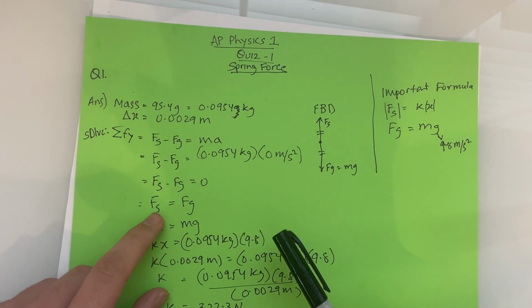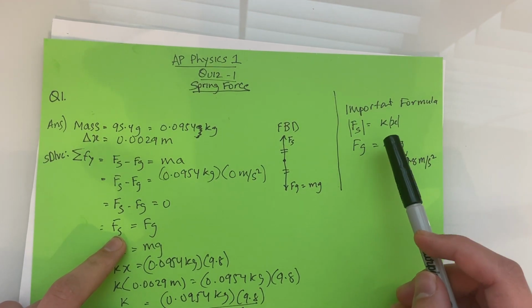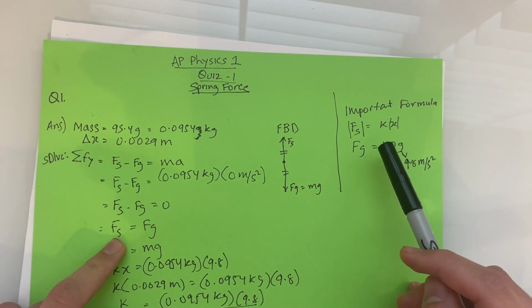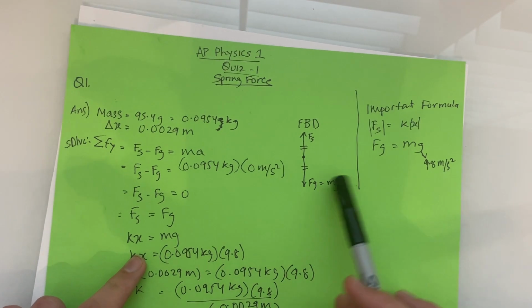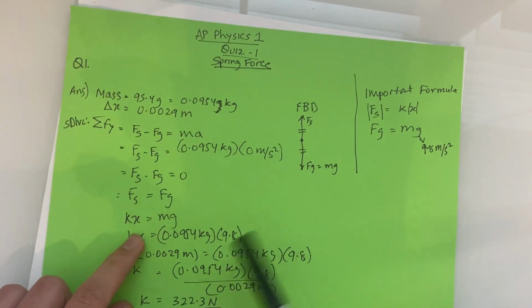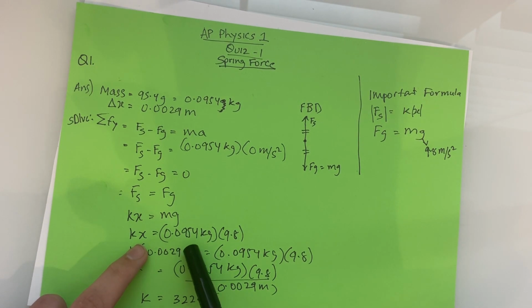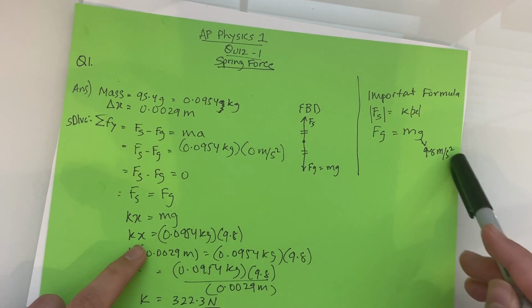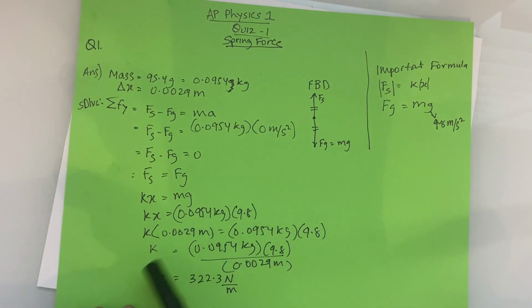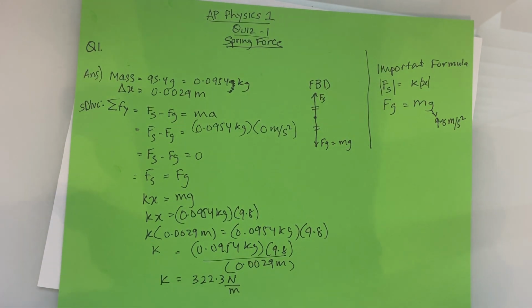So now going back to the formula, Fs is equal to kx, the absolute value of x multiplied by k. So it's basically kx is equal to mg. mg is basically Fg here. And so kx is equal to 0.0954 kg, that's the mass, times gravity, which is 9.8 meters per second squared. So now we need to find the k value. That's the main idea of this question.